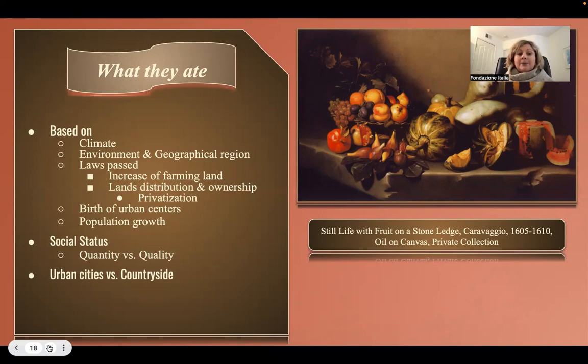It was also based on the birth of urban centers. As I said, eating in the city was somewhat different than eating in the countryside, including for the poor or the low classes in the city. Population growth, social status. So in fact, around the Renaissance it's not so much about quality as quantity. Obviously the wealthy and the nobility ate more than the others. The food more or less was the same, but the quantity was really what made the difference.